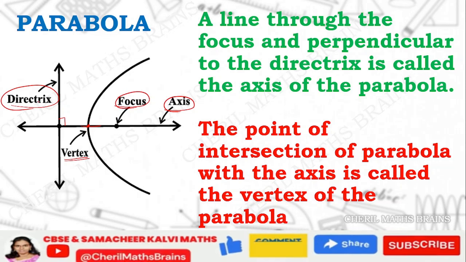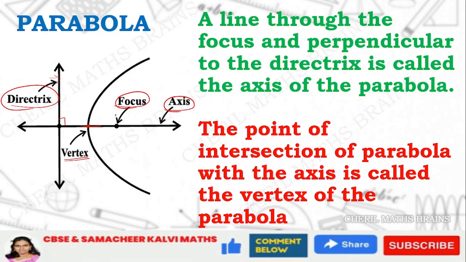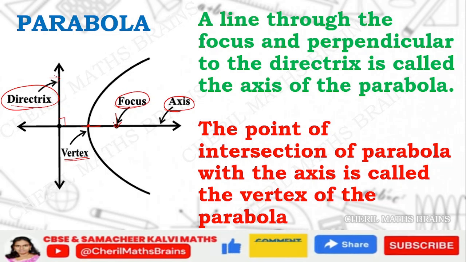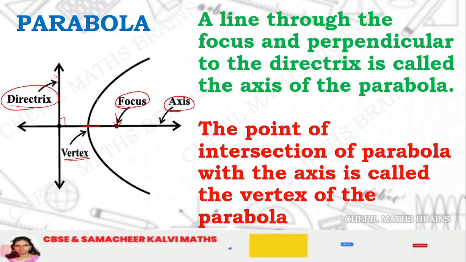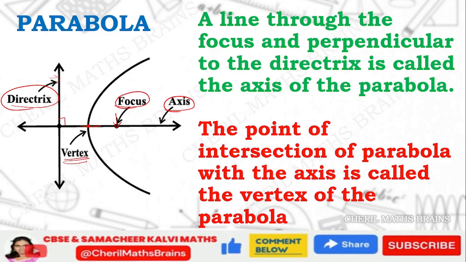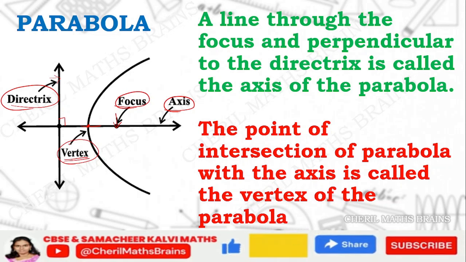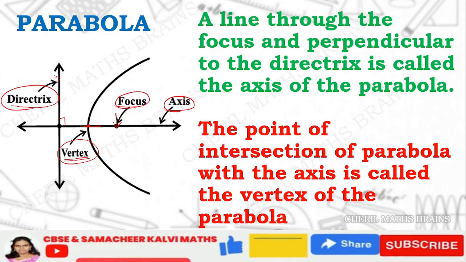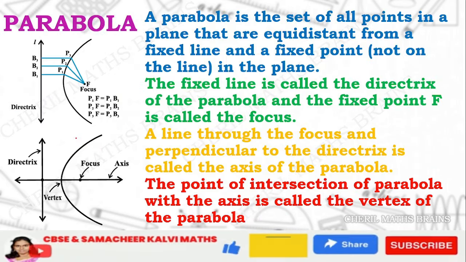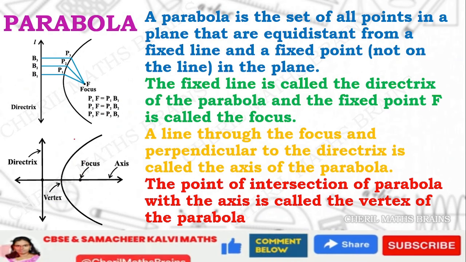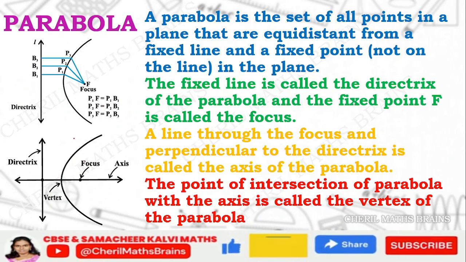Is it clear children? So this is the fixed line, this is the fixed point, this is the line drawn through the focus and perpendicular to the directrix, and this point is the point of intersection of the parabola and the axis, which is called the vertex. These are the four basic names of the parabola which you need to remember. So this is all about the parabola and how we can draw it, regarding your directrix, focus, axis and vertex.